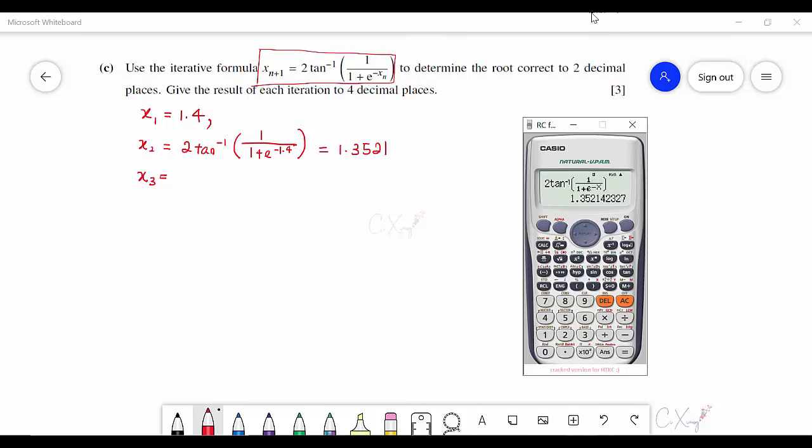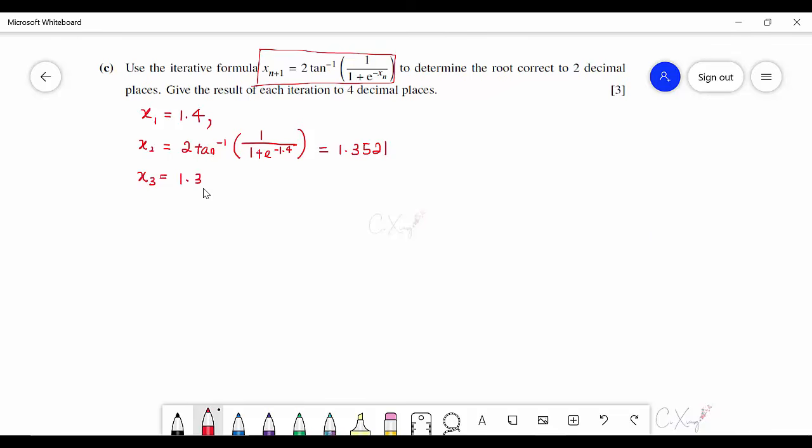So to get x3, you need to press calculate again at the calculator, then key in 1.3521 into the iteration formula just now. Then I press the equal sign again. So this is my next value, x3: 1.3427. At this part, I will write out 1.3427. Okay, then I continue again for x4.